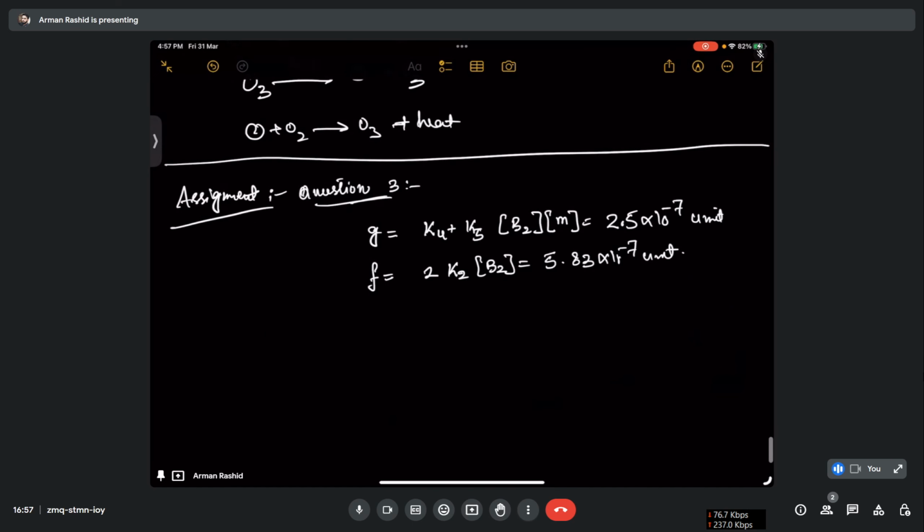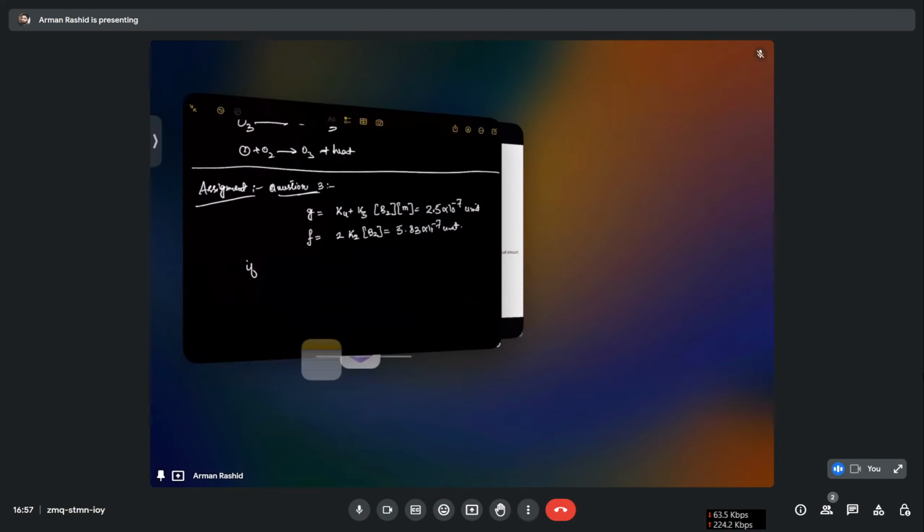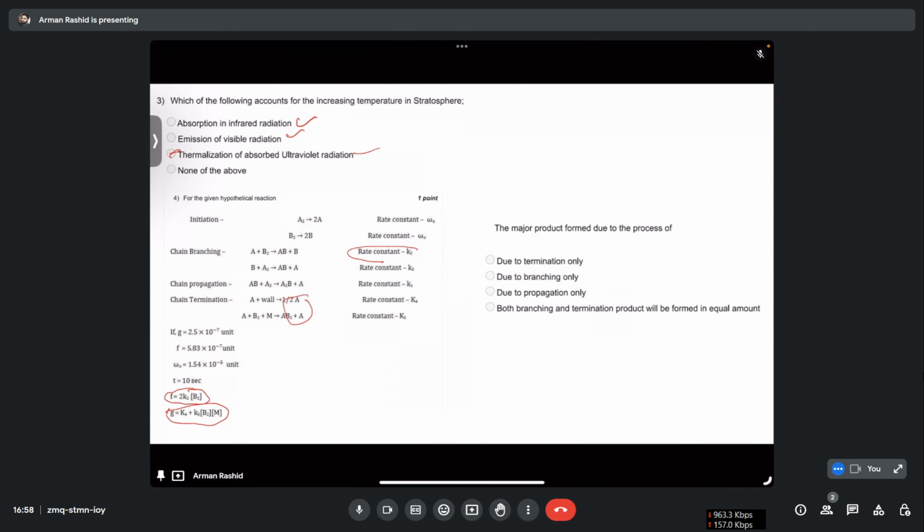Also F is given as 2 K2 B2. So now we'll look at these. This is the F value. F tells us about this K2, that means chain branching, more and more branches are being formed. Whereas G tells us about chain termination. Now from that we will see that if G is greater than F, then termination will dominate, because this depends upon the rate constant of the termination.